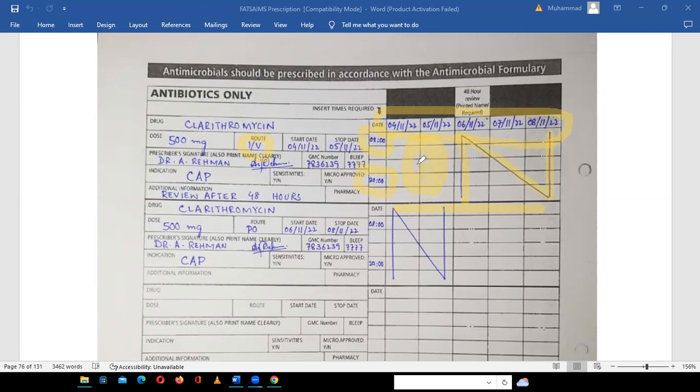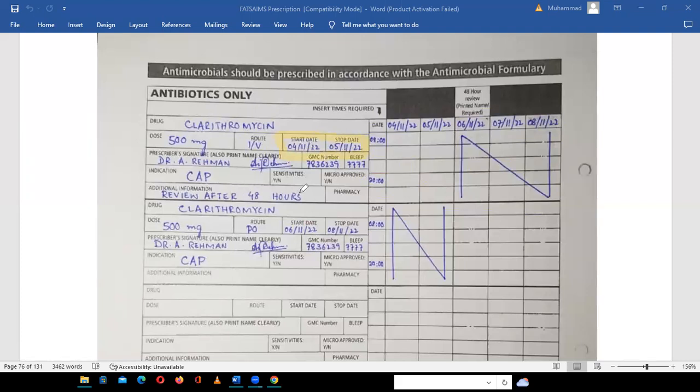And after that, you will be stopping. That's why please pay attention to these dates: when have we started this medication and when is the stop date. Okay, we have started on the 4th and stopped on the 5th, that is for 2 days.